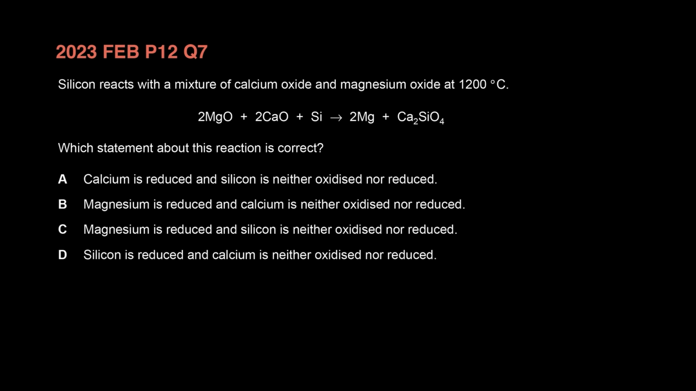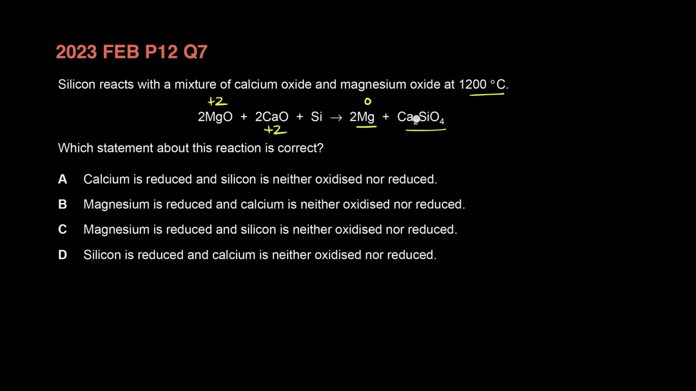Silicon reacts with a mixture of calcium oxide and magnesium oxide at 1200 degrees centigrade. Silicon with magnesium oxide and calcium oxide makes magnesium and calcium silicate. What statement is correct? Well, magnesium goes from +2 state to 0.